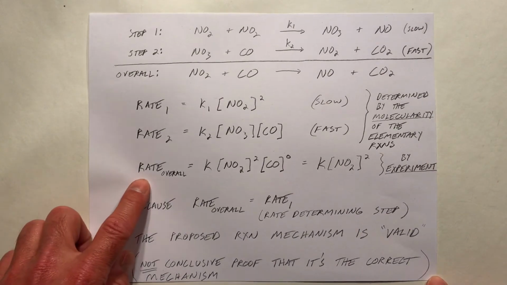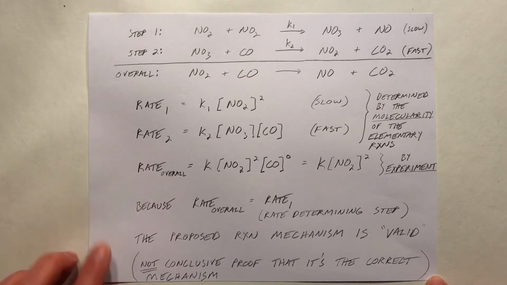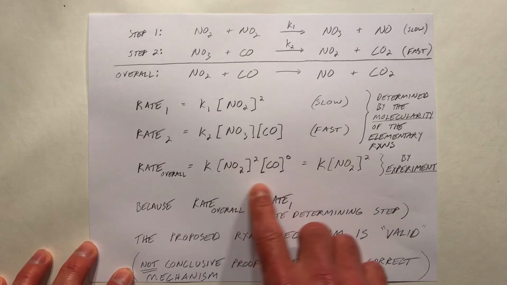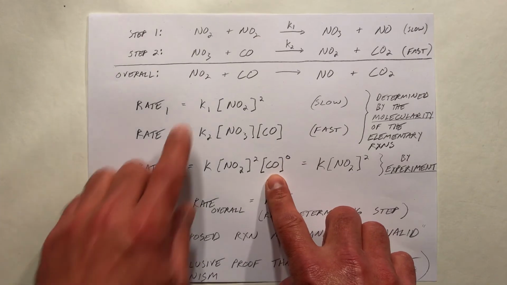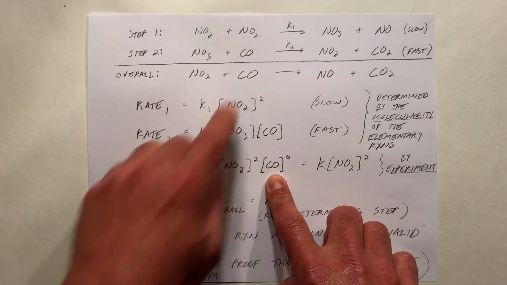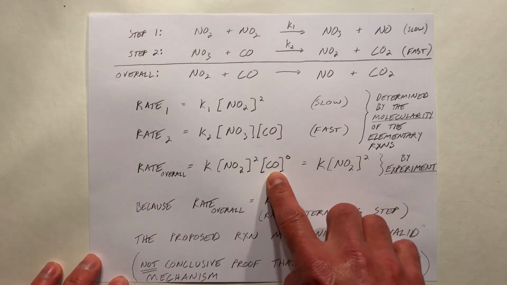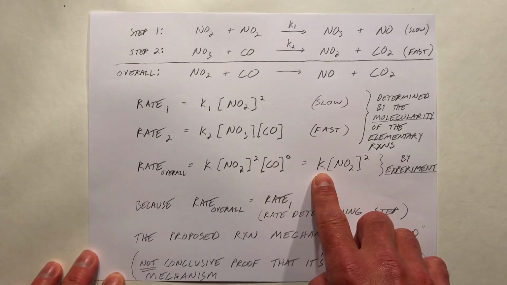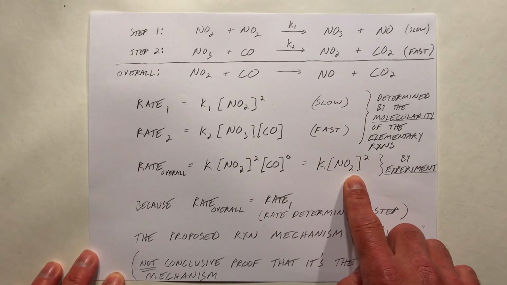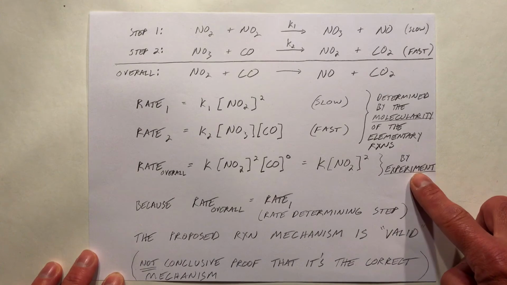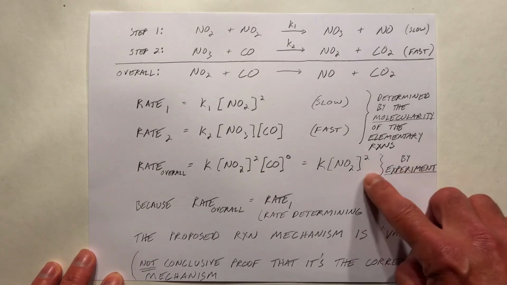Now here's the overall reaction, and let's say that we have determined by experiment that this overall reaction is second order with respect to NO2 and zero order with respect to CO. So second order in this chemical for this overall reaction, zero order in this chemical. Well, if it's zero order, anything to the 0 power is 1, so we can neglect that and just express it as k times the concentration of NO2 to the second power, second order with respect to NO2. And we would determine that by experiment, right? We might use the method of initial rates to determine that.